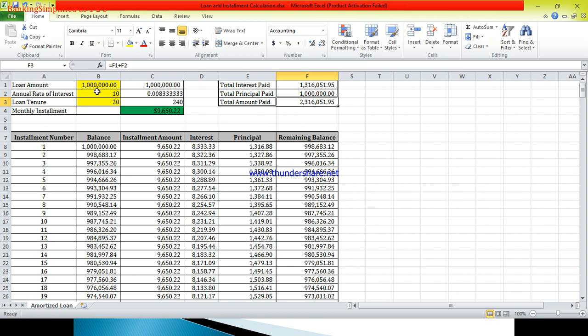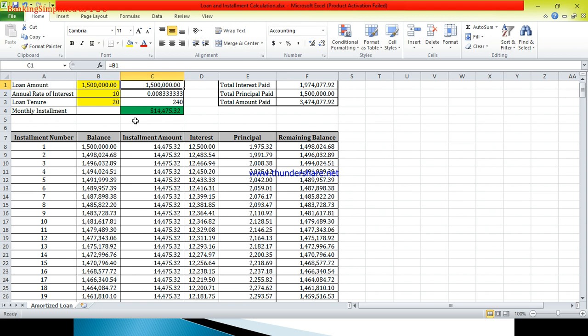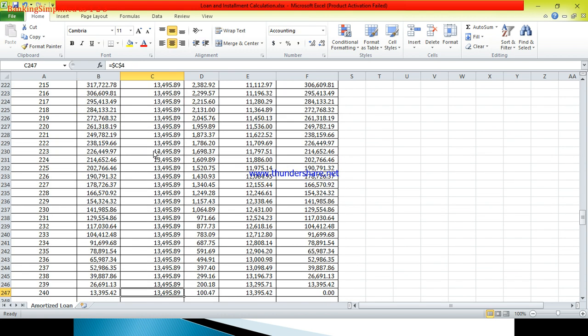Similarly, if you change the numbers here, we will get the revised numbers. Like say rather than 10 lakhs, I am taking a loan of 15 lakhs. I am changing it to 15 lakhs, and the rate I am changing to 9%. So this gives me my new schedule for the revised loan.